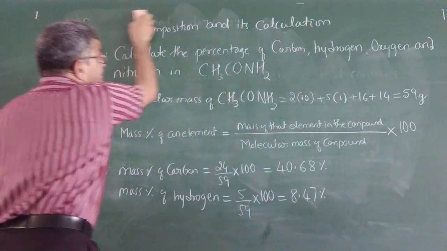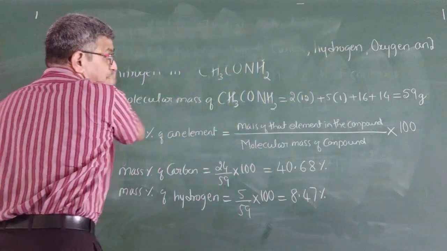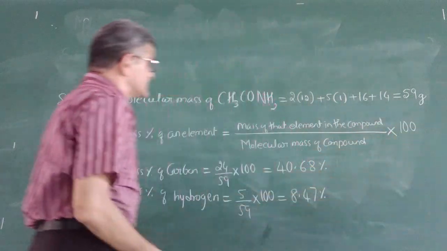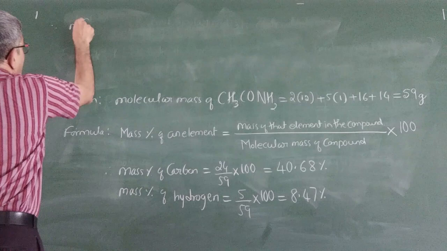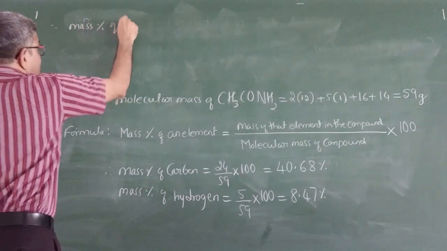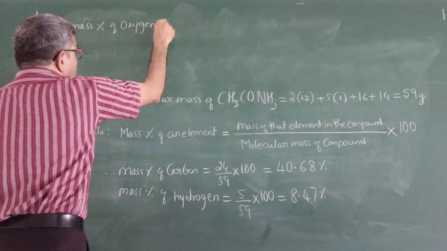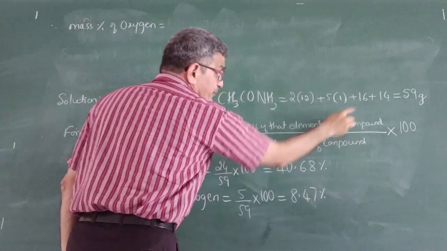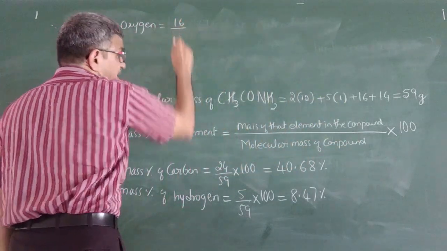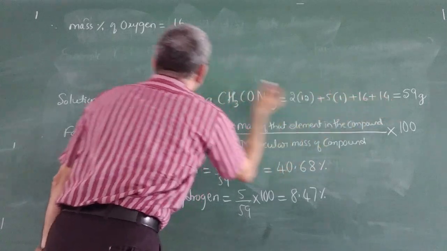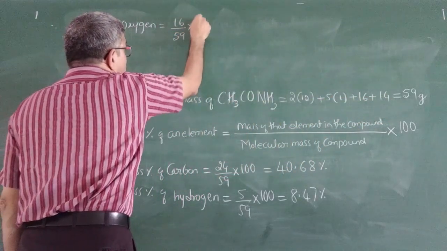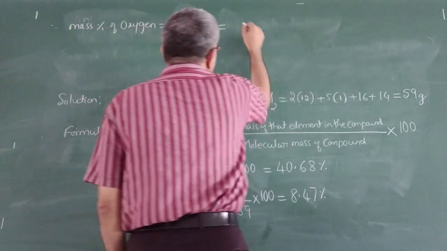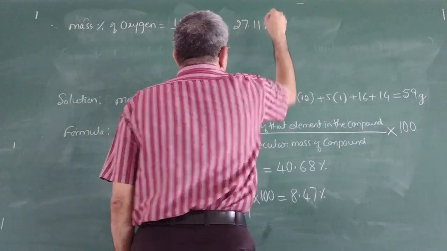Same way, next up, oxygen. Mass percentage of oxygen equals the mass of oxygen in the compound, which is 260 divided by the molecular mass of the compound, which is 59, into 100. Okay, so if you simplify this, you are going to get 27.1.